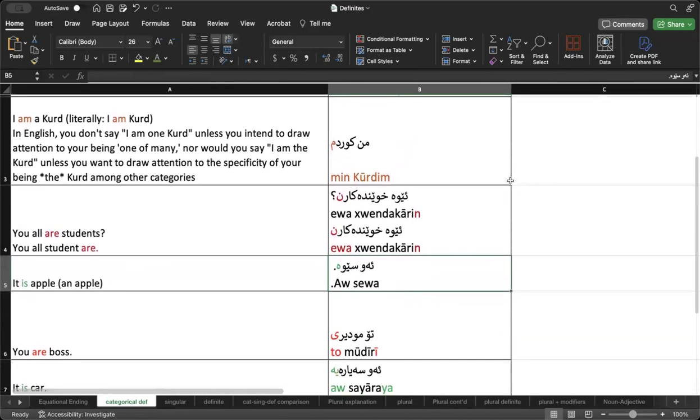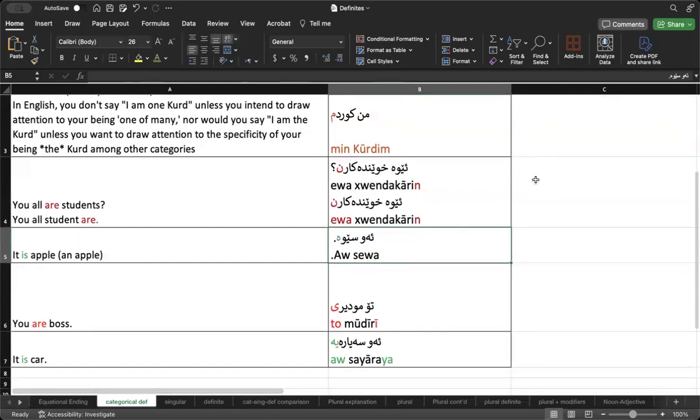All right, second one, I am a Kurd. Min Kurdim. Now in English, you'll see me write this I. This is the Bizroka, meaning it's not written in Kurdish. It's simply the noise that your mouth makes when you stick two consonants in a row like that. This next bit is a comparison between a question and a statement. Expressed, it's written the same way though. Ewa khwendekaren. Ewa khwendekaren.